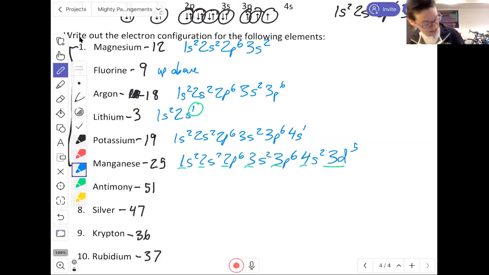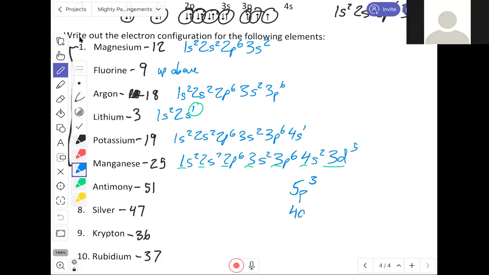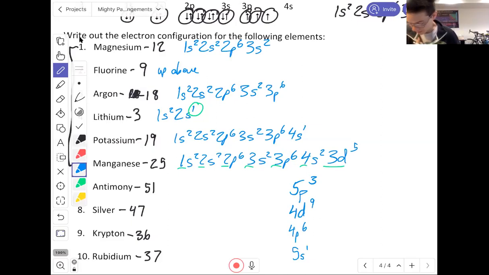But if you did it right, what is the last thing you should write for antimony? What does it end in? 5p3. What does silver end in? 49. So 49. Krypton ends in 4p6. And rubidium ends in 5s1. Okay.